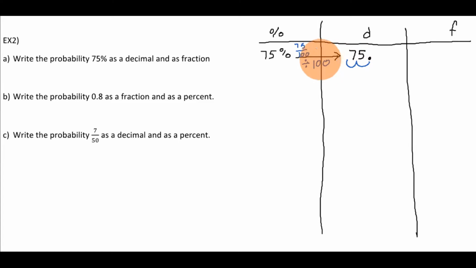I'm moving to the left because I'm dividing by 100. I've got to make 75 smaller. So I've got to move this decimal from the right over to the left. So it will end up here before the 7.